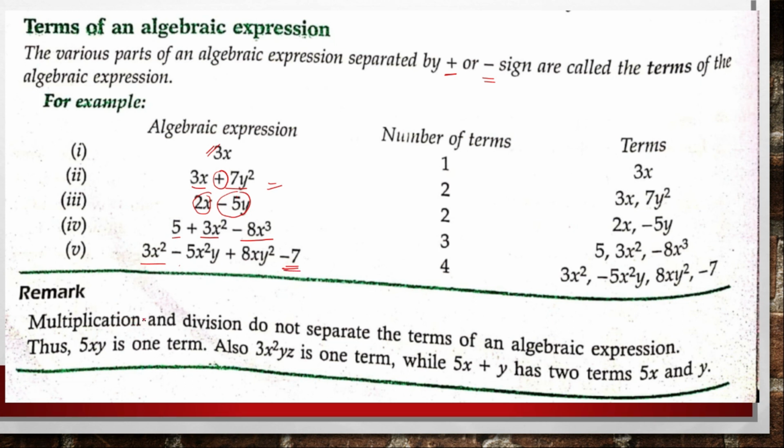Remember, multiplication and division do not separate the terms of an algebraic expression. Thus, if I write 5xy, it is one term only. In the same way, if I write 3x square yz, it is also one term. But if I write 5x plus y, you can see these two terms are separated by a plus symbol. So we can say this expression has two terms. One is 5x and the second is y.